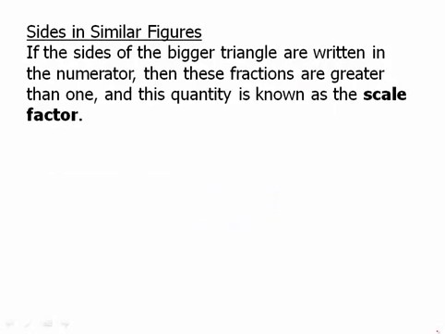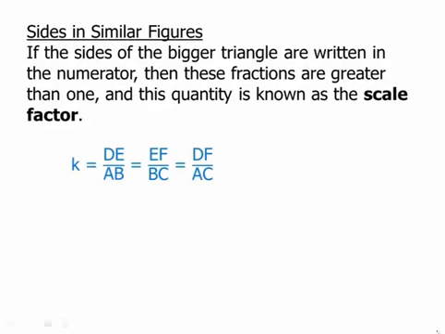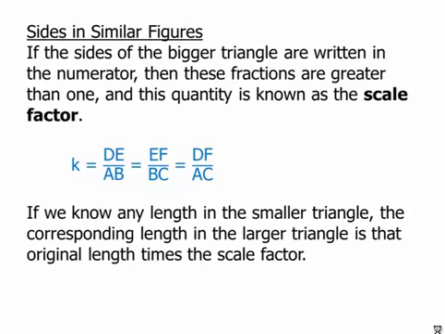If the sides of the bigger triangle are written in the numerator, these fractions are greater than 1, and this quantity is known as a scale factor. So we use K for scale factor. So K would be DE over AB equals EF over BC equals DF over AC. If we know any length in the smaller triangle, the corresponding length in the larger triangle is just the original length times the scale factor.